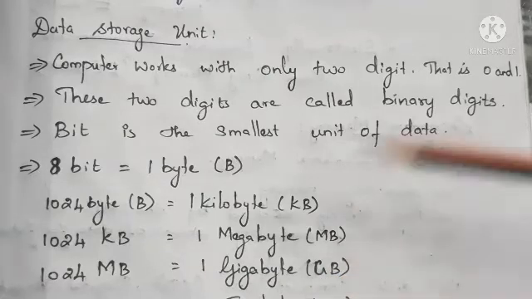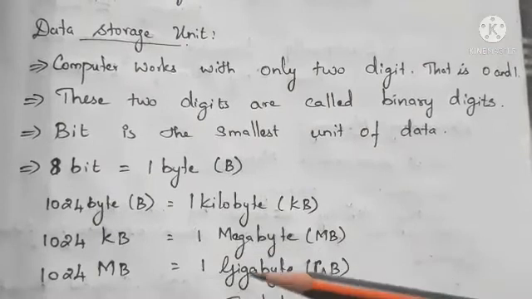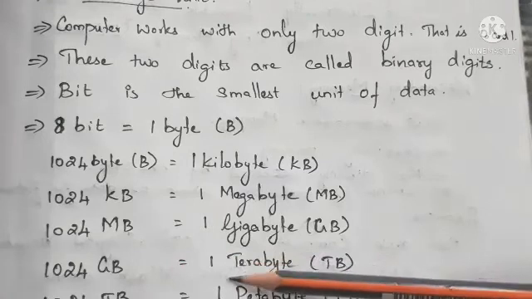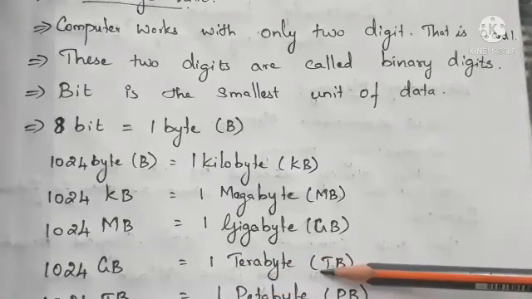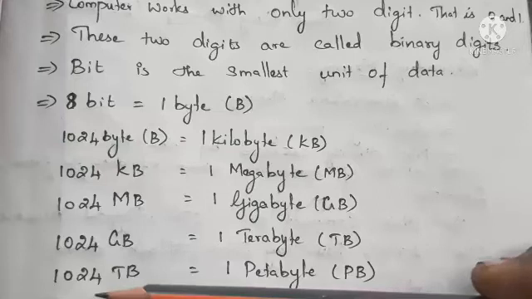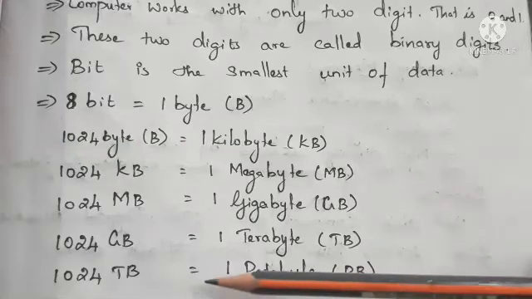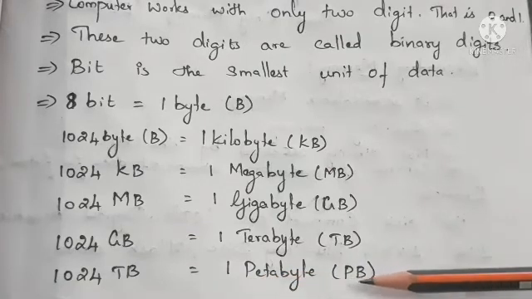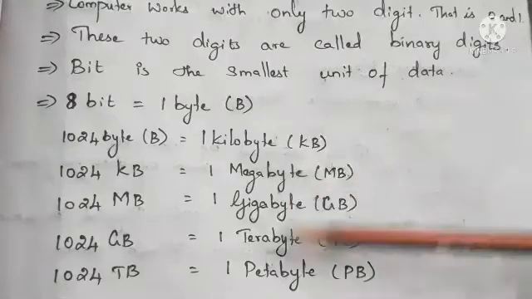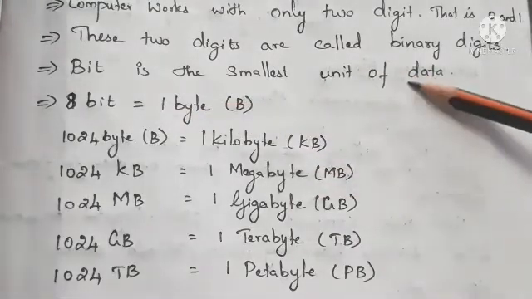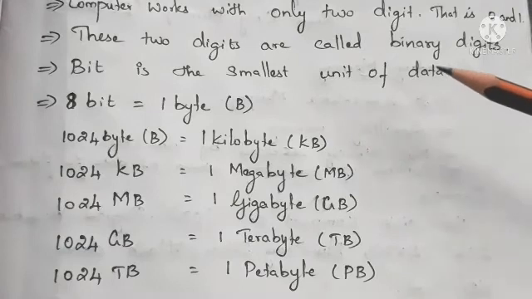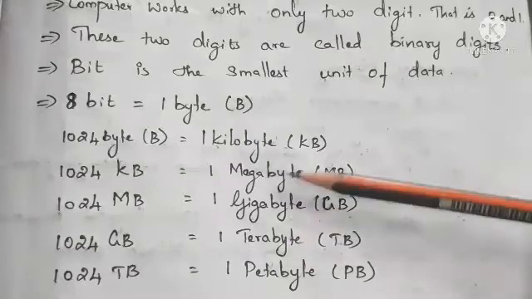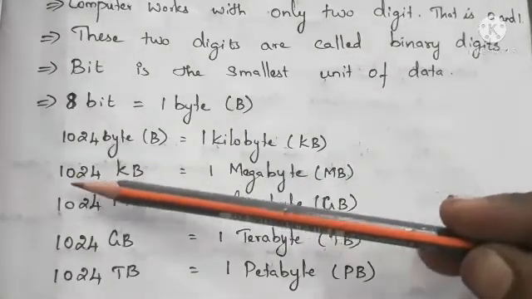Next, 1024 GB, gigabytes, together form 1 terabyte, TB. Next, 1024 terabytes form 1 petabyte, that is PB. Have you understood this? Bit is the smallest unit of data to measure the computer storage, and 8 bits form 1 byte. Don't forget this number, 1024.